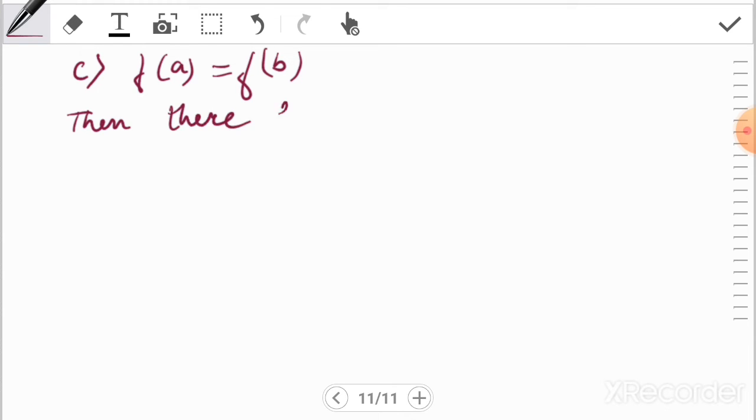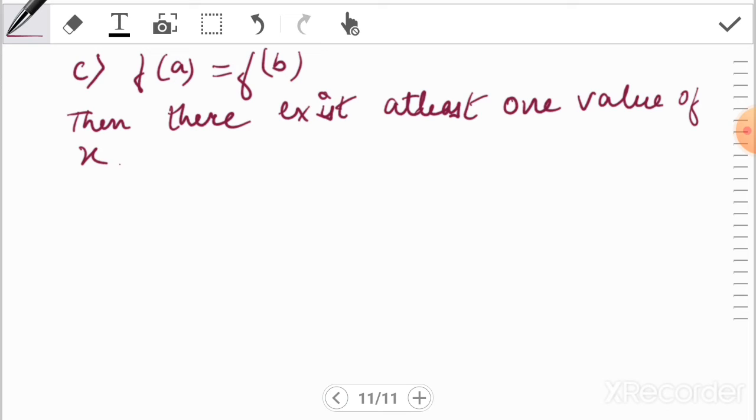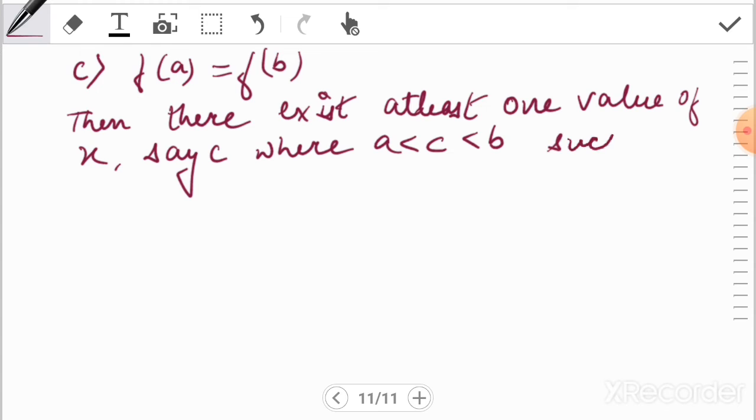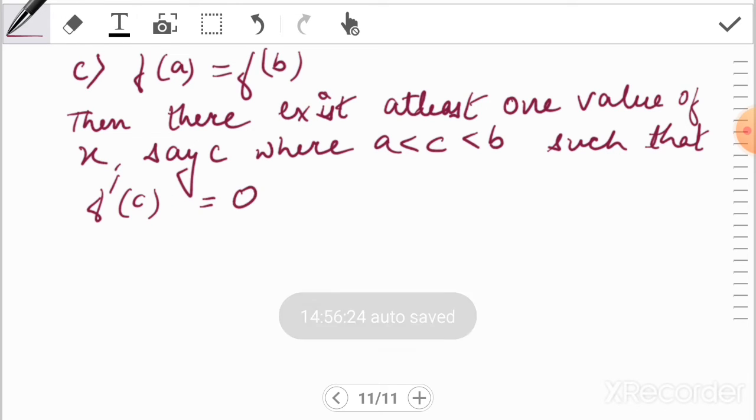there exists at least one value of x, say c, where c lies in between a and b, such that f'(c), or the differentiation of f(x) at c, is equal to 0.